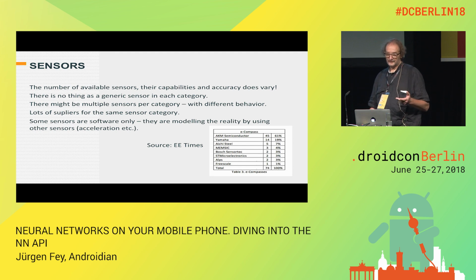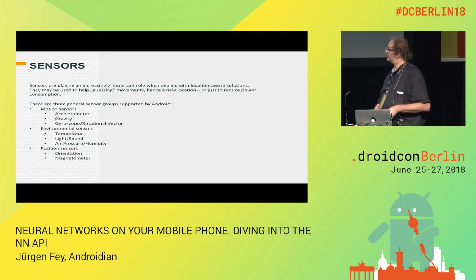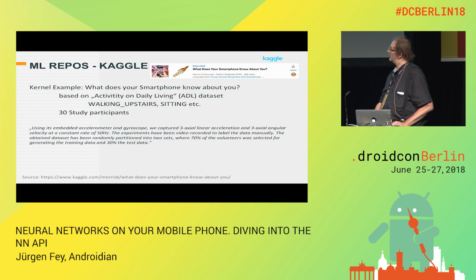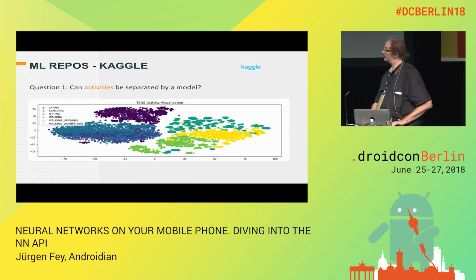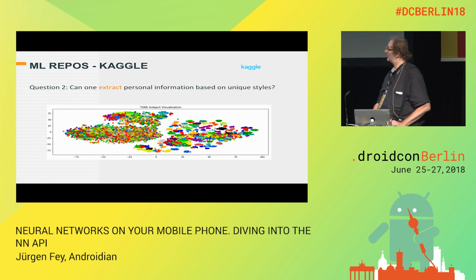There are a lot of sensors on mobile devices, right? Just a few examples, gravity, accelerometer and so forth. And there's an interesting paper which has been published on Kaggle based on a study, and that was about how to analyze sensor data with deep learning models. And one of the questions was, can the activities be separated by the model based on gyroscope and so forth? And the answer is obviously yes.